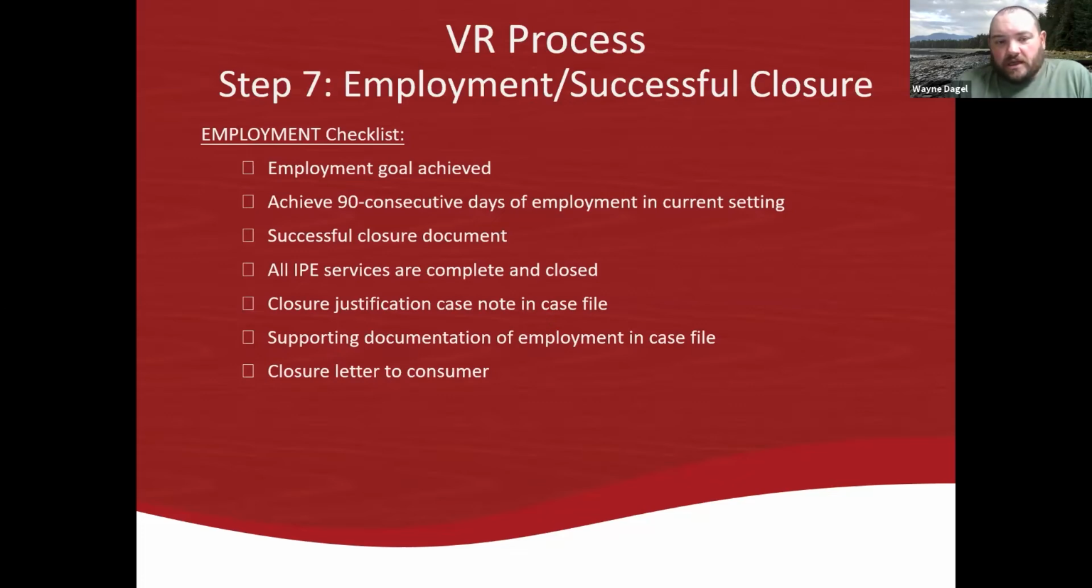Some kind of closure document that shows whether it's successful or not successful. And we want to make sure that our IPEs are completed and that we have successfully met all of the items identified in that IPE. Some closure justification case notes in the file, and any supporting documentation of employment. So what does that mean? Supporting documentation would be wage, employer name, address, hours worked, stuff like that.